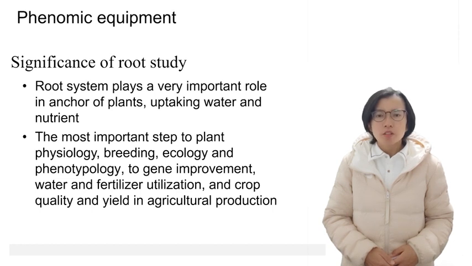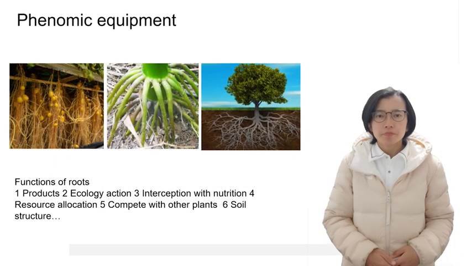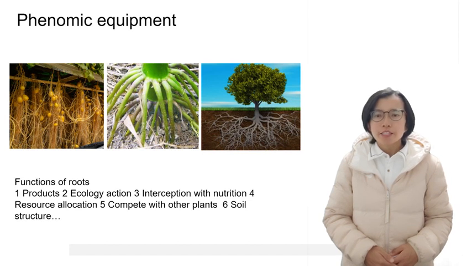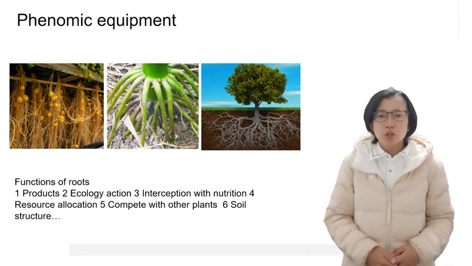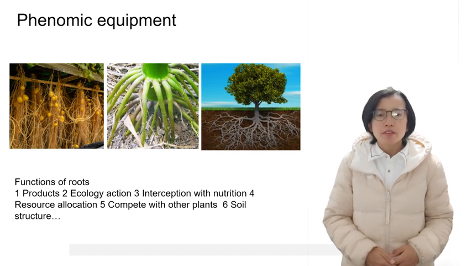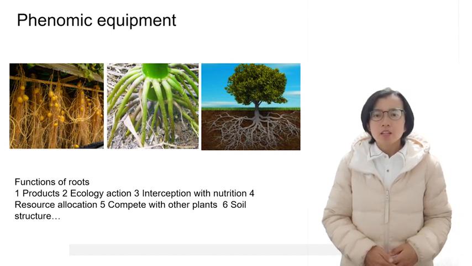It is also a most important step to plant physiology, breeding ecology, and phenotypology. Also to gene improvement, water and fertilizer utilization, and crop quality and yield in agricultural production. Root also has some other functions, such as providing products, for potato, for carrot, root is just the product. It has ecological action. It intercepts nutrition. It competes with other plants. And also, it affects soil structure.